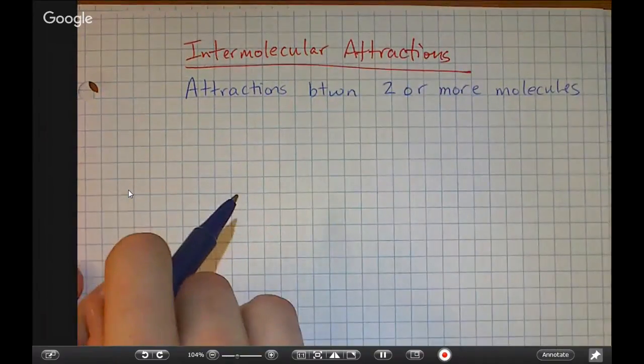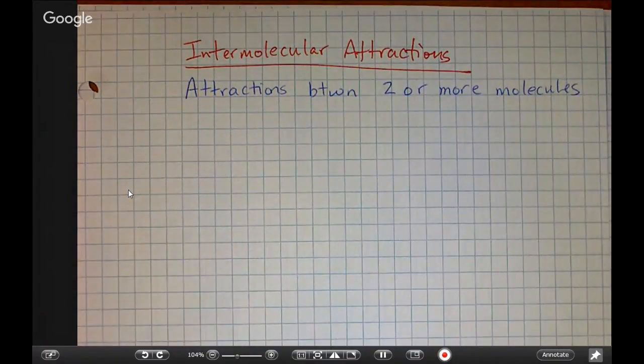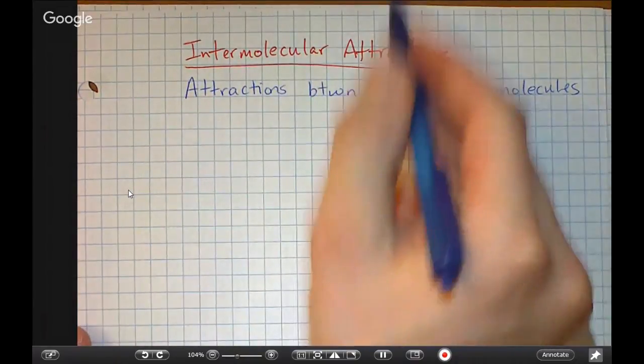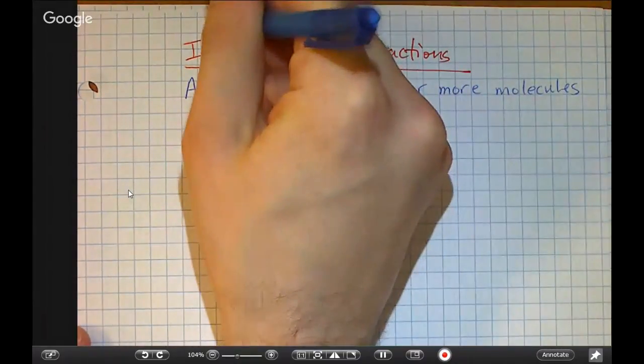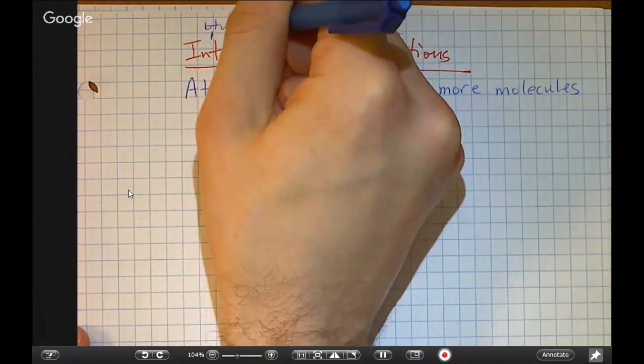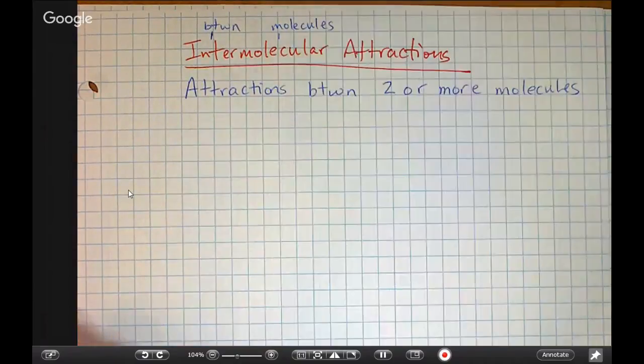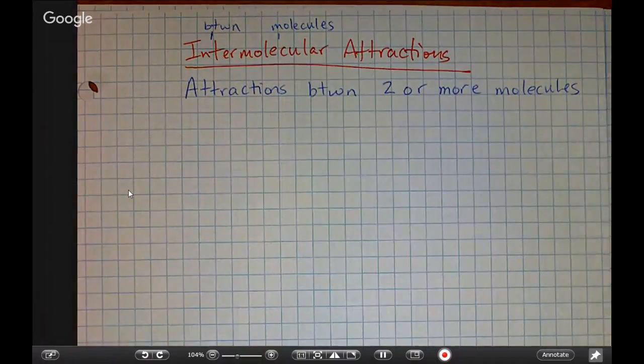If we break the name down, for any of you that have taken Latin or etymology courses, we have intermolecular attractions. We have attractions, inter means between, and then molecules. So these are attractions between molecules, just as the name states. If it was intramolecular, with intra instead of inter, they would be attractions within the molecule.